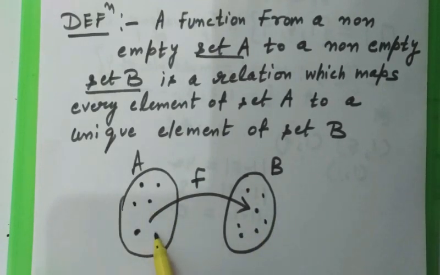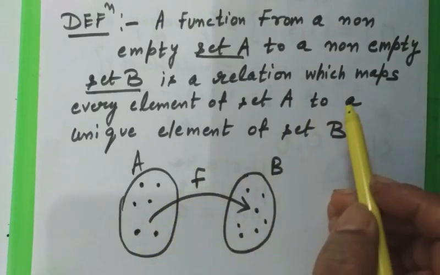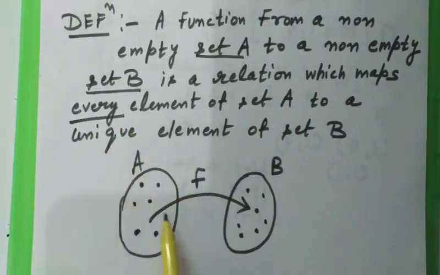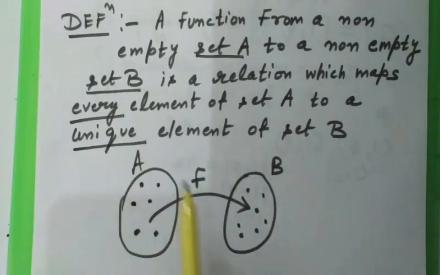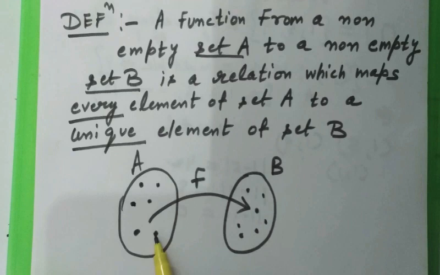Every element of set A means that no element of set A should be left without being mapped to a unique element of set B. And unique means that one element can be mapped to only one element. Any element of set A will have only a unique image. No single element can have more than one image.